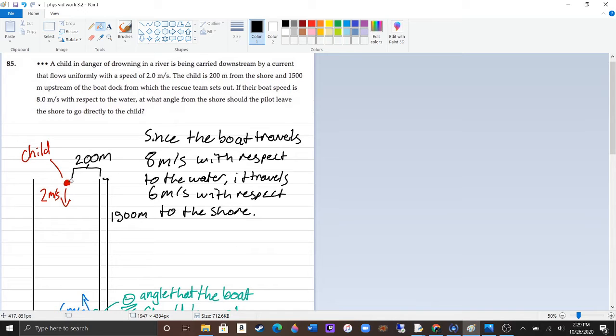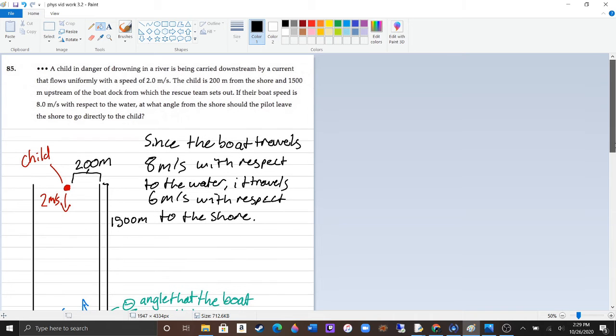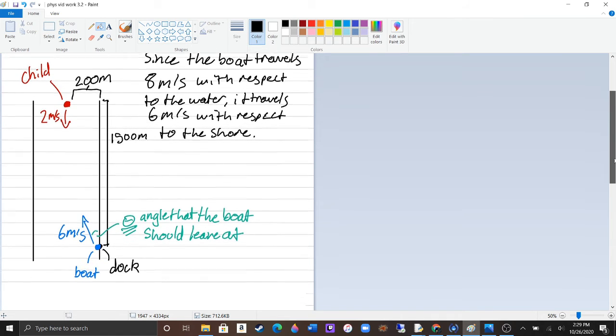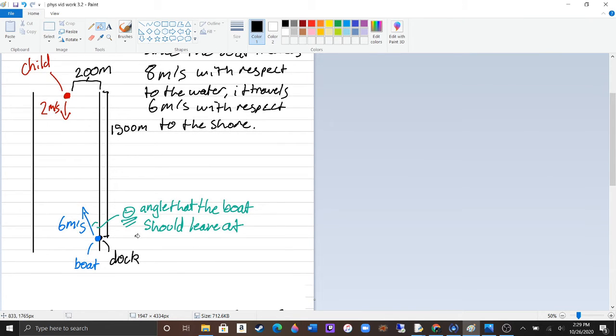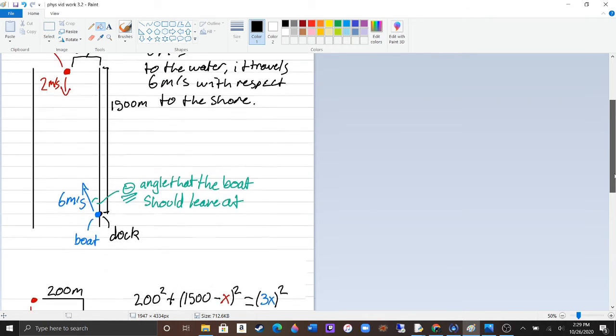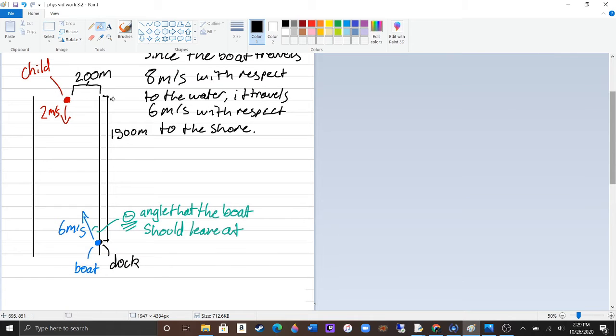Because we know that the stream travels 2 meters per second this way, we can take that into consideration when we are traveling upstream. So we know that the boat is actually traveling 6 meters per second with respect to the shore. So to find the angle at which the boat should leave, which is the goal of the problem, we have to look at the distances between all of these different points.